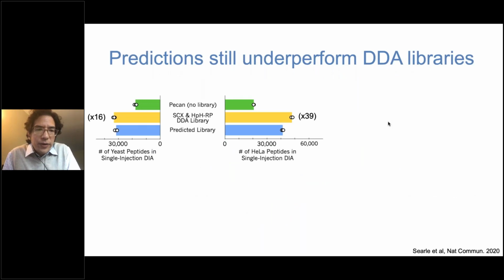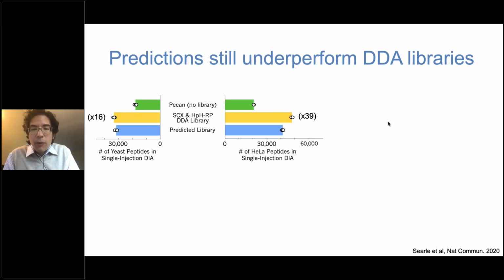That said, if you search these libraries directly, they still will underperform a little bit. So for example, here I'm showing the number of peptides detected in a yeast run on the left and HeLa on the right of a PECAN search, which again, as I said, tends to underperform, versus one of these SCX and high pH reverse phase DDA libraries, a combined DDA library, versus just searching a straight predicted library. And the predicted libraries do significantly better than not using a library at all, but they do underperform a little bit versus the DDA libraries.